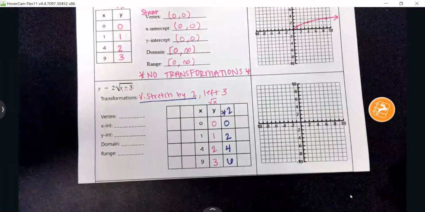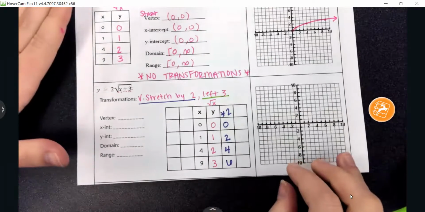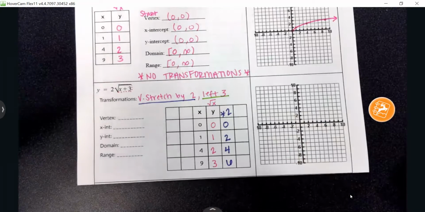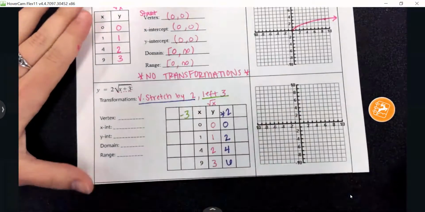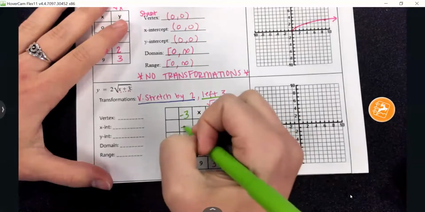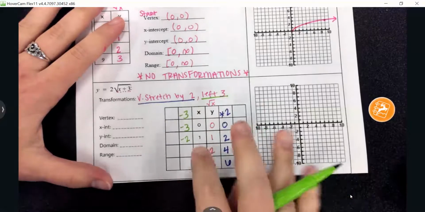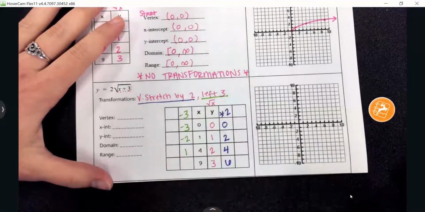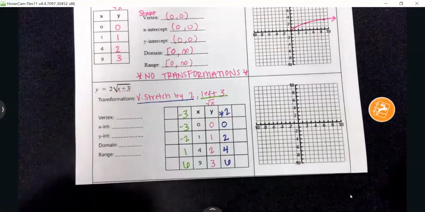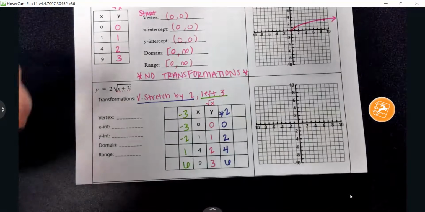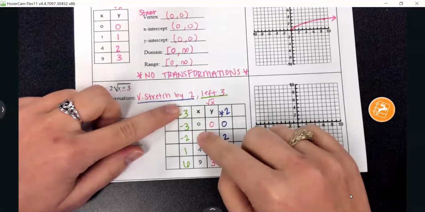My next transformation says left 3. Is that an x value or a y value? And what am I actually doing if I move left 3? I am subtracting 3. 0 minus 3. 1 minus 3. 4 minus 3. And 9 minus 3. Okay? Make sure that you are starting with your x and subtracting 3. You don't want to go the other way.